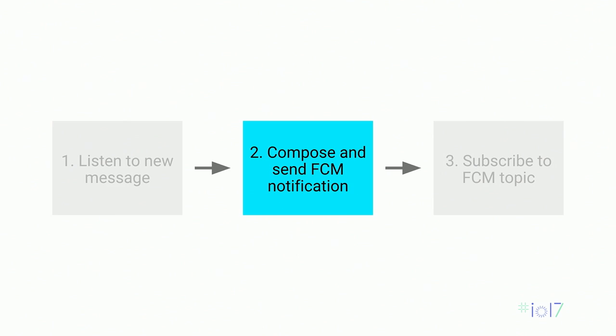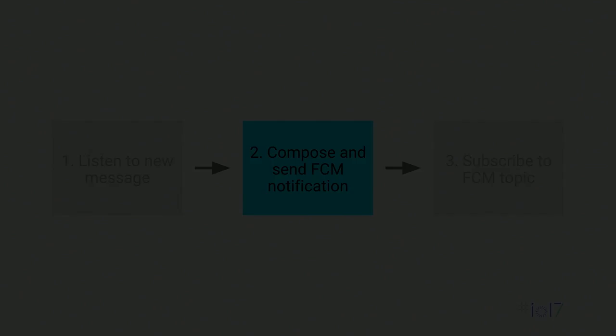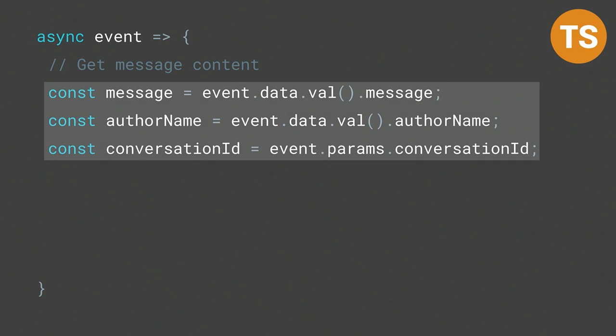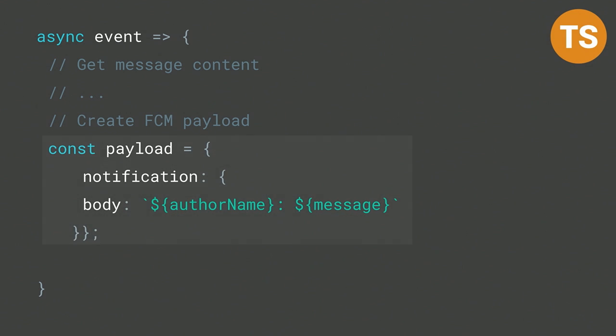Now let's see how we send push notification. First, we'll take the message content, author name, and conversation ID from the trigger event so that we can use it later to craft our push notification message. Then from the author name and message content, we create a FCM payload to represent our push notification message that we want to send to our users.